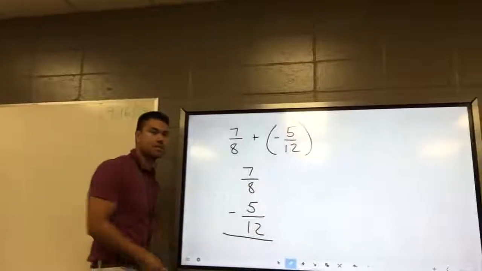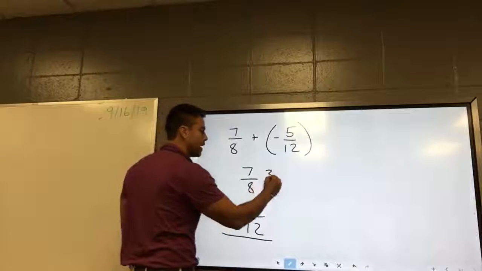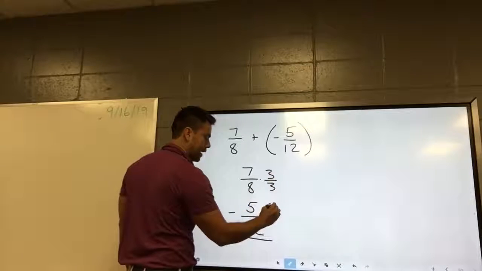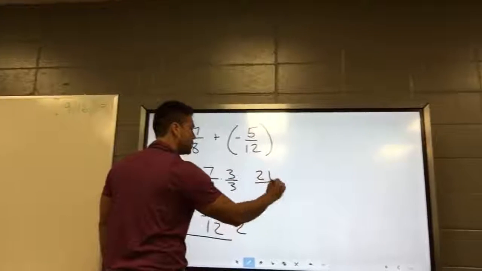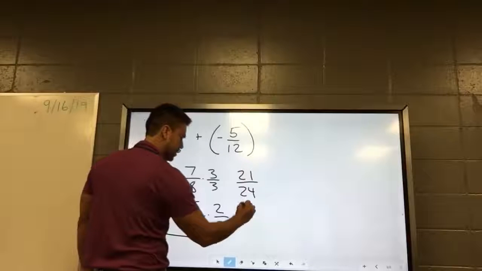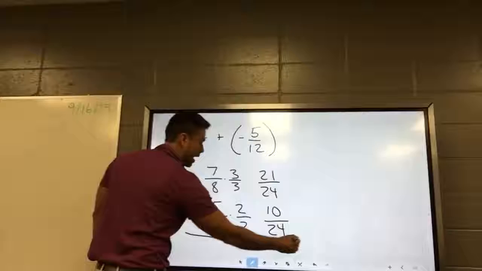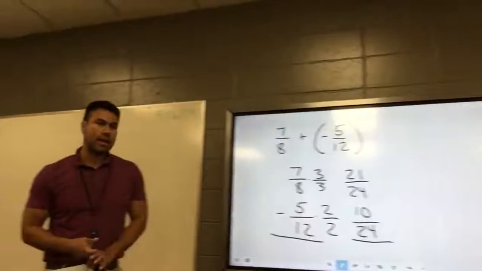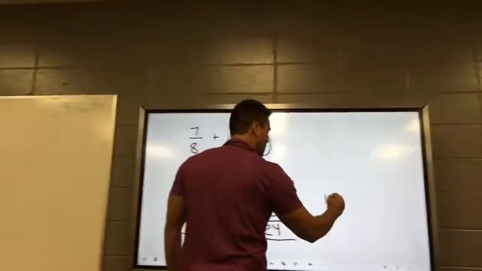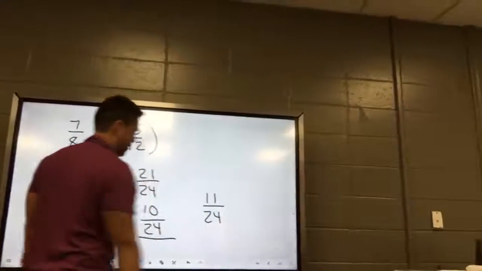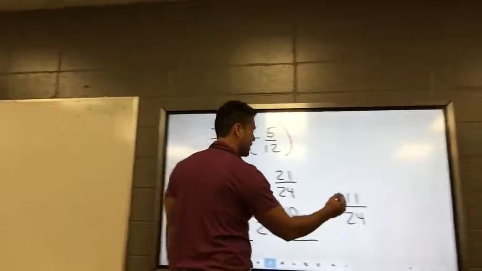What is a LCD? Yes, ma'am? 24. So I'm going to multiply this by 3/3, this one by 2/2, and then I get 21/24 minus 10/24. And again, I'm subtracting them. So I get, yes, sir? 11/24. Get 11/24, but is it positive or negative? Why? Because the 7/8 is bigger. Yes, the 7/8 is the larger absolute value.